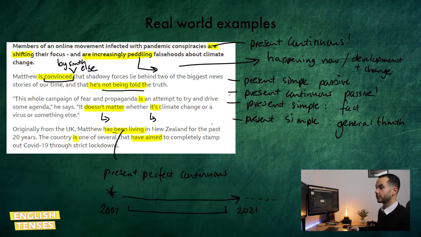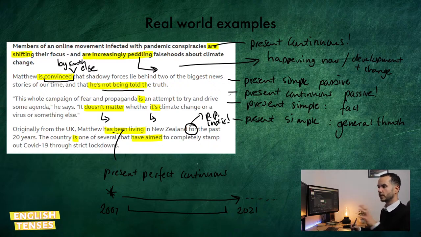You probably also have seen that we have for, which is one of our present perfect indicators. Right, so one of our present perfect indicators is here, for. Right. The country is present simple.